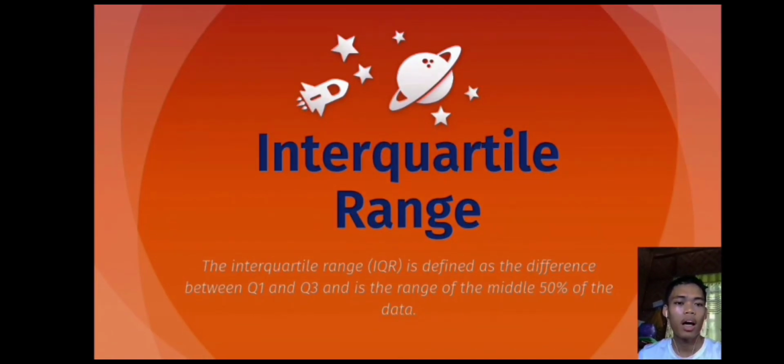Next is the IQR, or termed as the interquartile range. The interquartile range is defined as the difference between the first quartile and third quartile, and is the range of the middle 50% of the data. It is used to identify outliers, and it is also used as a measure of variability in exploratory data analysis.